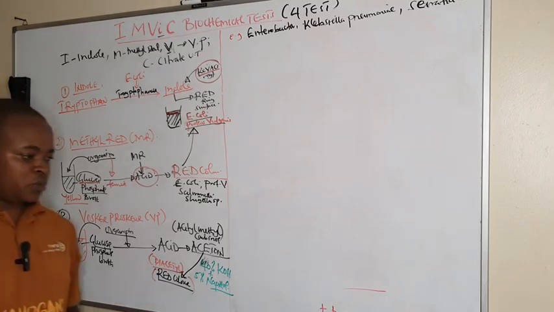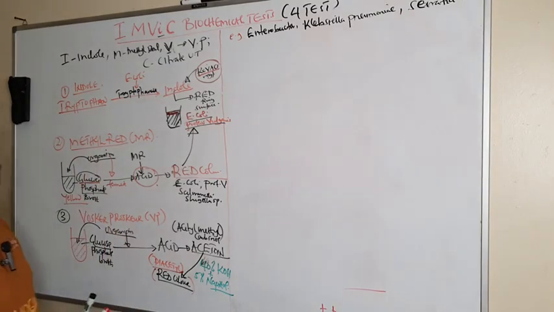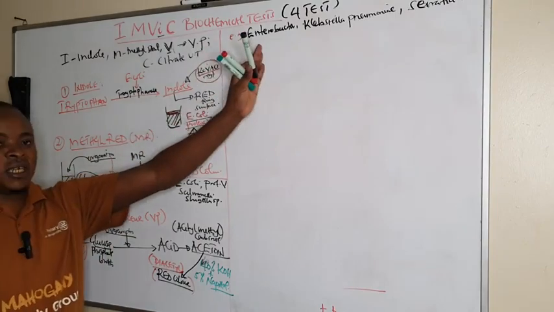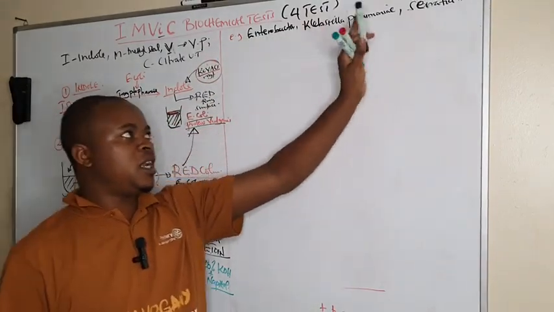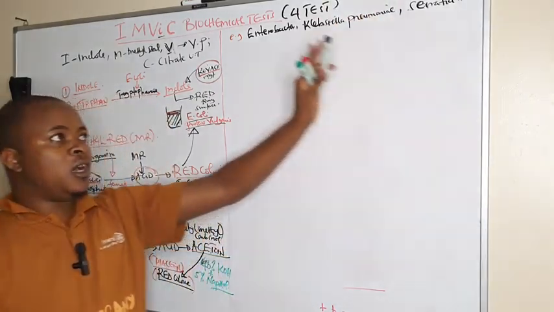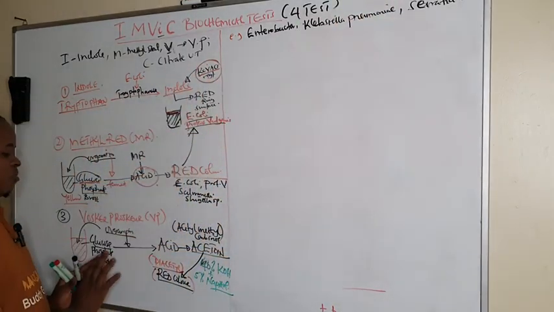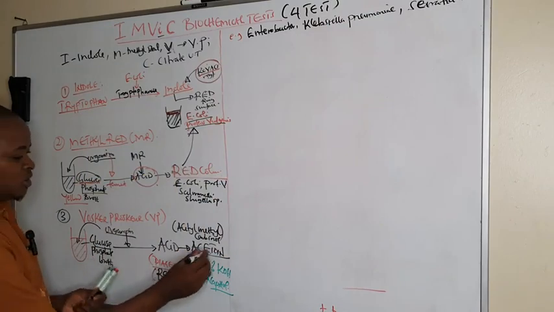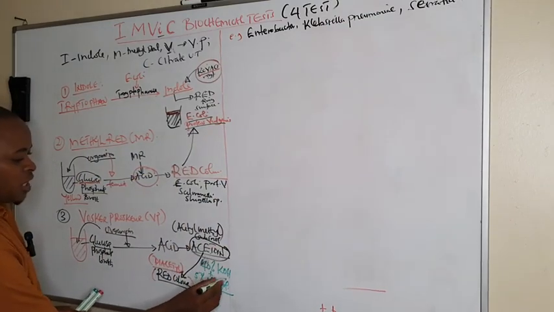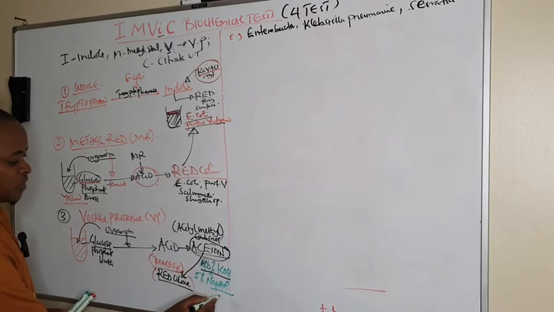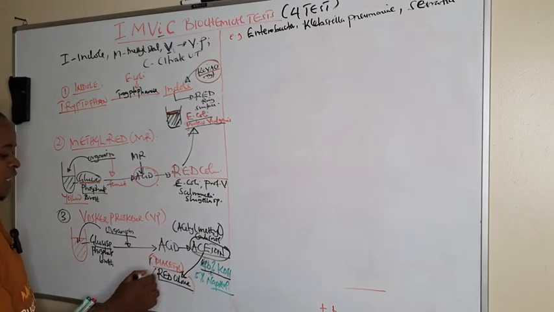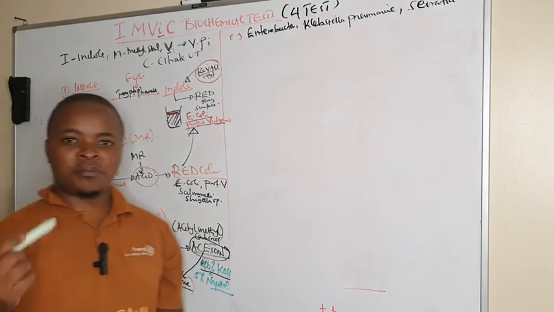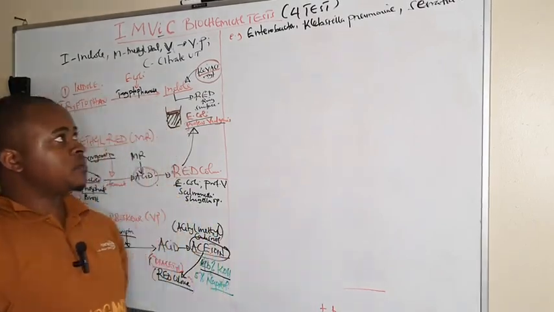So this is what we can see under VP organisms: Enterobacter species, Klebsiella pneumoniae, and Serratia, which are able to ferment the glucose, produce acetoin compound, which on addition of 40% potassium hydroxide and naphthol form a diacetyl, indicating a positive test.